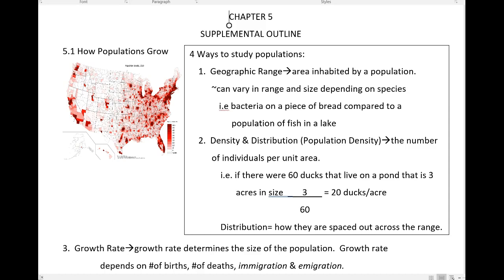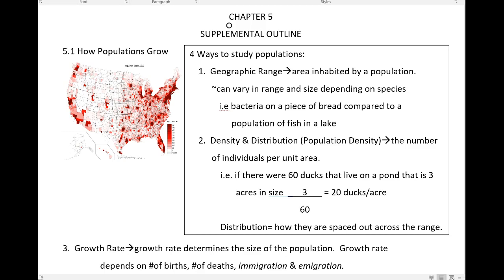You're going to see that this format looks just a little bit different than what we've done in the past. That's because we're only going to highlight some things within Chapter 5. So we're going to take a look at Section 5.1, and Section 5.1 talks about how populations grow. And we're actually going to see that there's 4 ways that we can study populations.